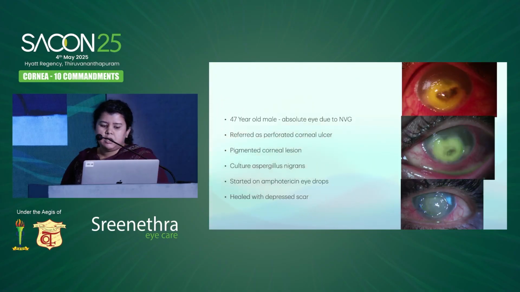This is another patient, a 47-year-old male, an absolute eye with neovascular glaucoma, who was referred as perforated corneal ulcer. But on examination, we found it to be a pigmented corneal ulcer. On culture, it was Aspergillus niger, and he was started on amphotericin eye drops. It healed with a depressed scar, but the depression still persists, though the patient doesn't complain.